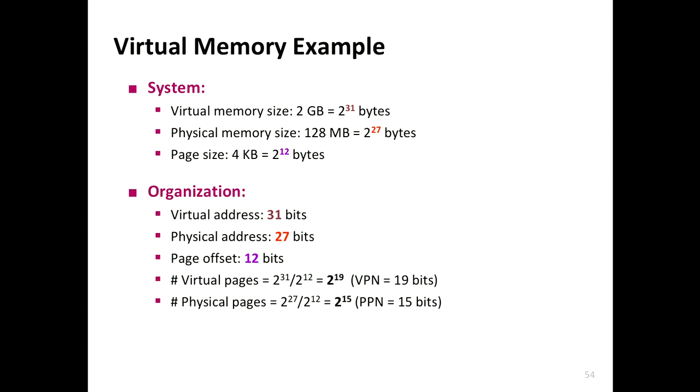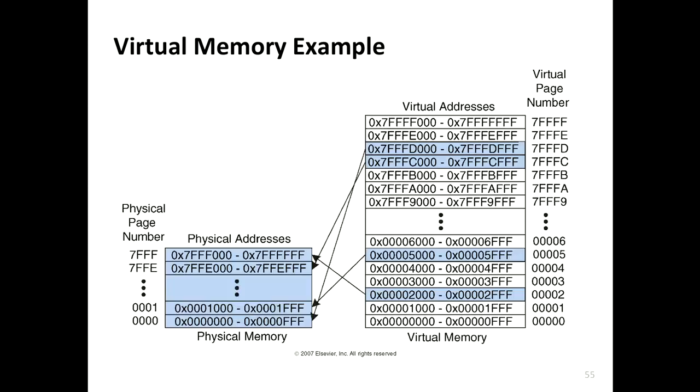So if you convert this system example into a much more detailed thing, you will actually end up seeing that you have a virtual address of 31 bits, 27 bits, and so on. I don't think we need to go into too much detail here because it's kind of self-explanatory and you can walk through it yourself.